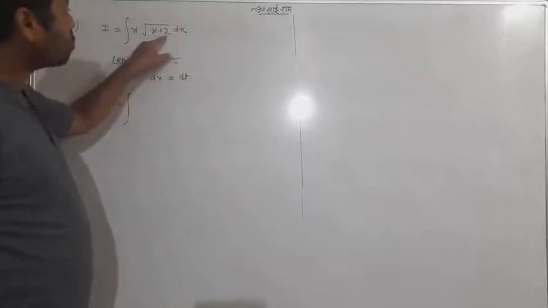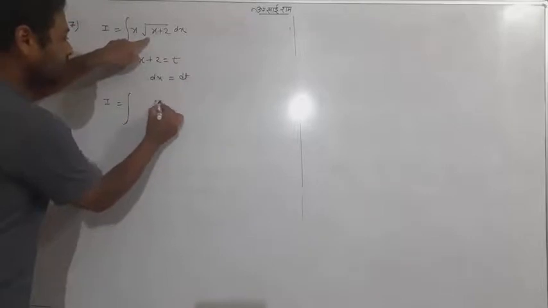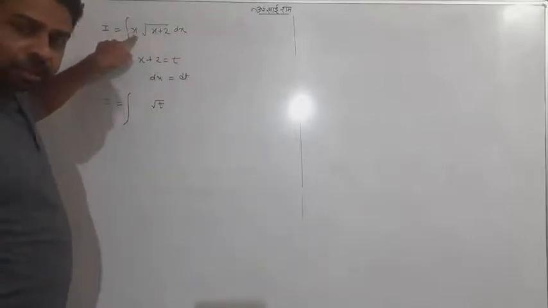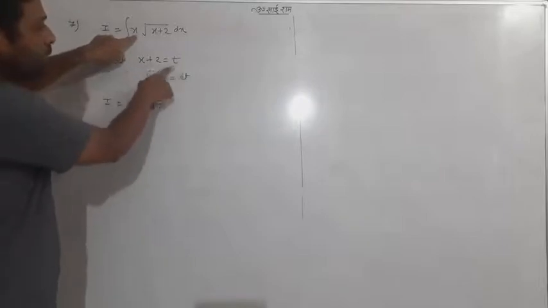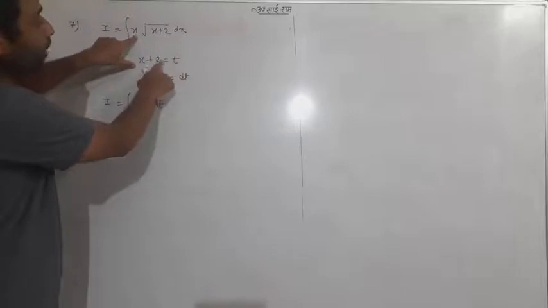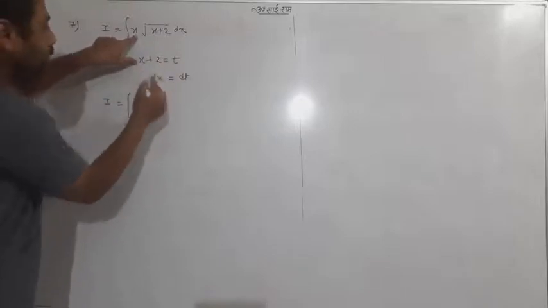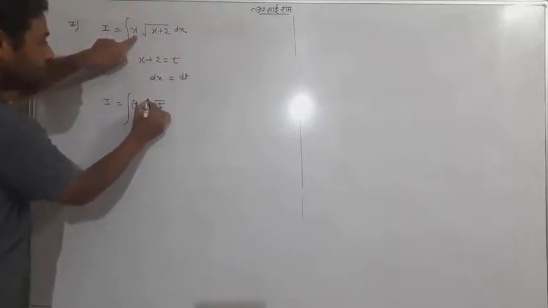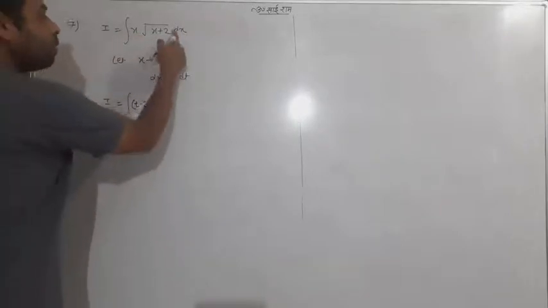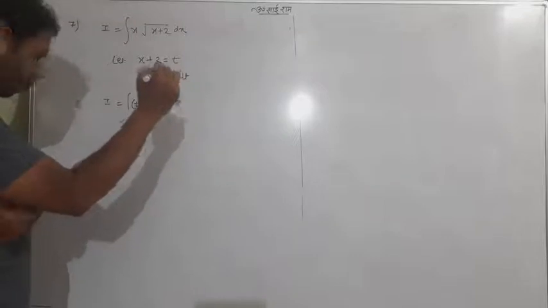So x plus 2 is t, so I'll write this as t. And what about that x? Can you see this assumption? You can take out the value of x from here, which is t minus 2. I'll write here t minus 2 instead of x. And this is root t, and instead of dx it is dt. So this will be done.